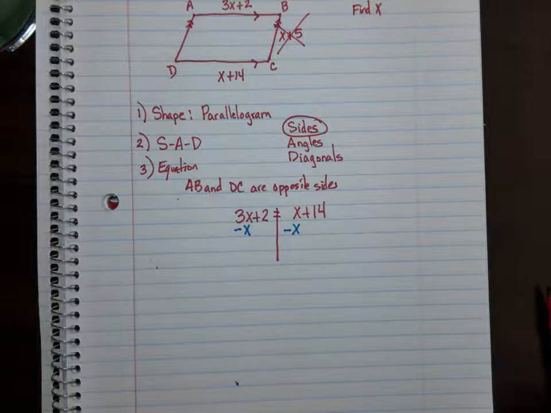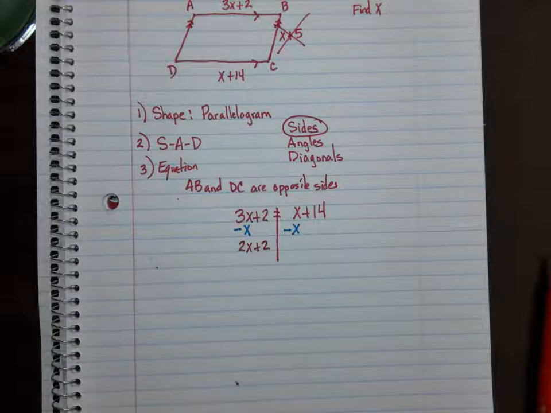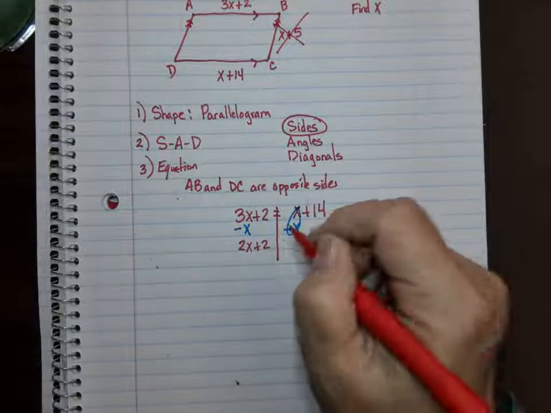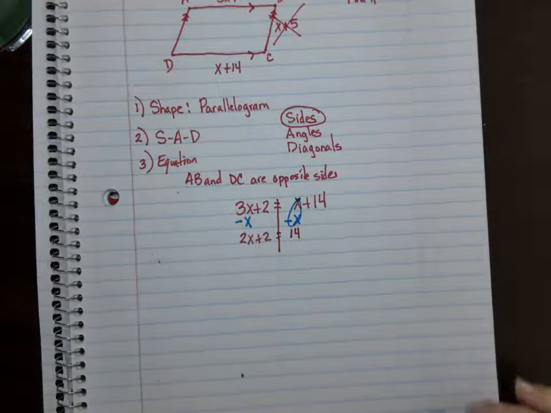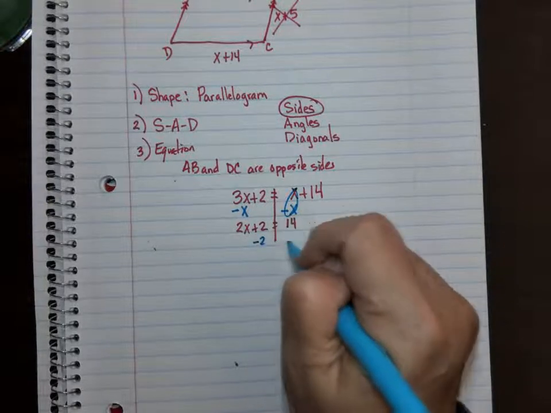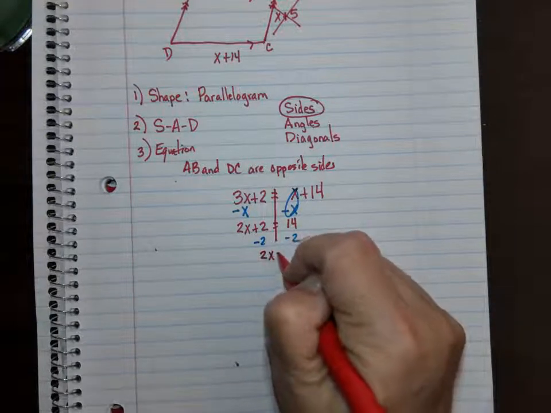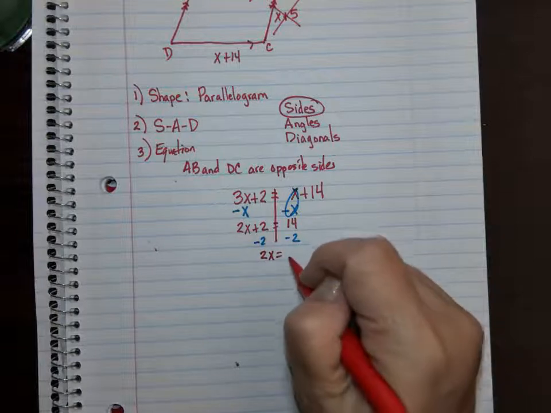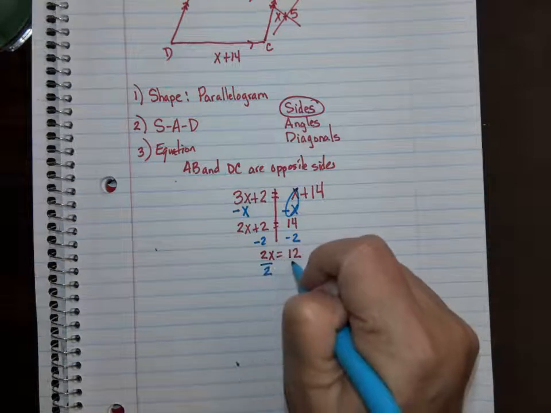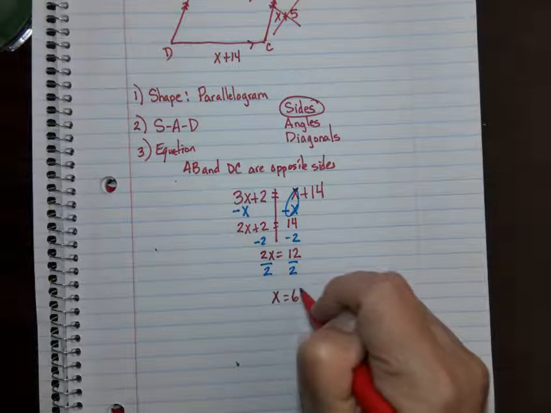3x take away x is 2x. Bring down my plus 2. X take away x is 0. Bring down my 14. Now I'm going to get minus 2 from both sides because I'm trying to get this x by itself. 14 subtract 2, 12. Then I'm going to divide both sides by 2. X is going to be equal to 6.